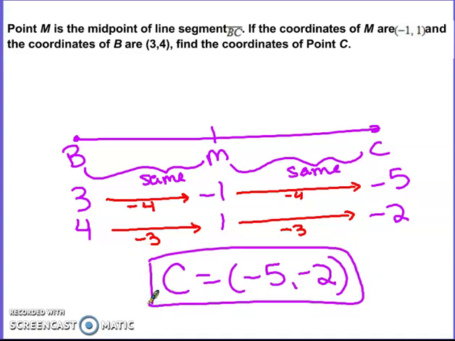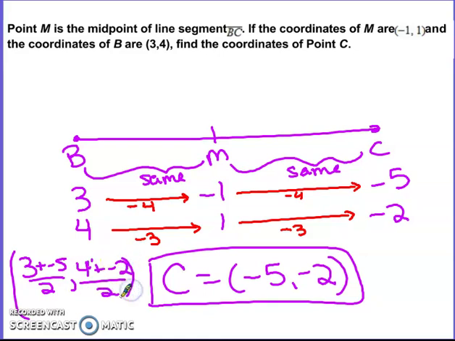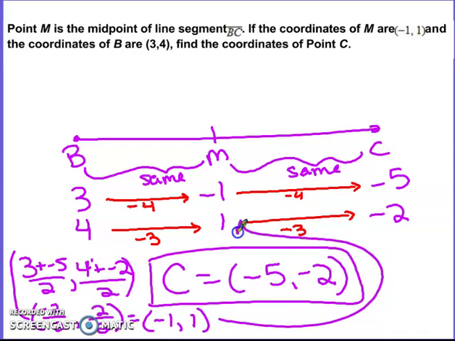And you can do the midpoint formula with B and C to make sure it's correct if you really don't trust yourself. 3 plus -5 over 2, 4 plus -2 over 2. Well, 3 plus -5 is -2 over 2. 4 plus -2 is 2 over 2. From here, I end up with -1, 1. This matches the midpoint that was given to us in the problem.